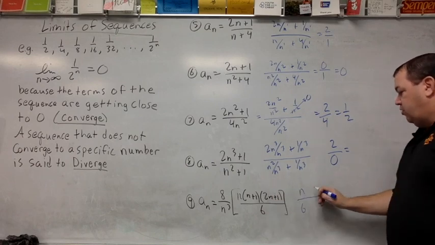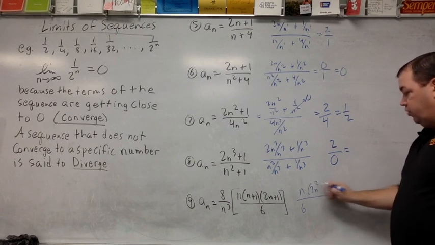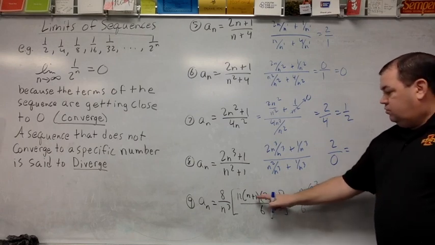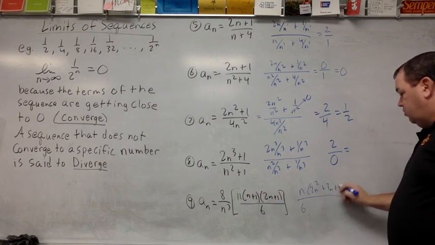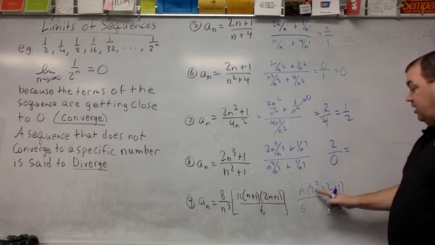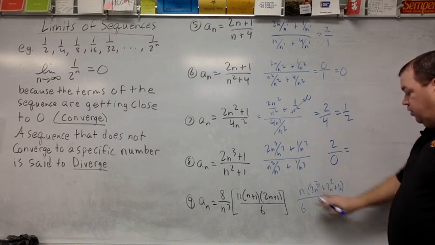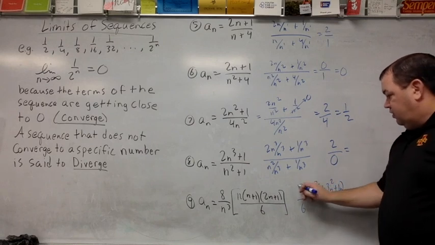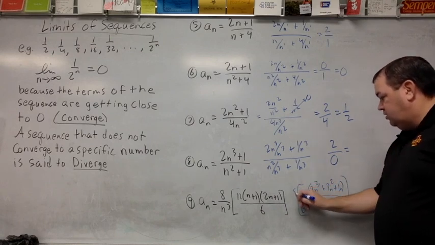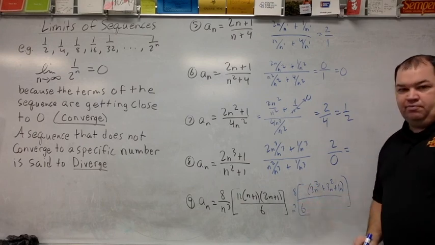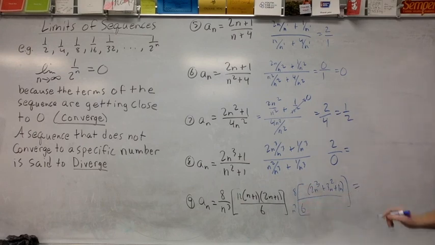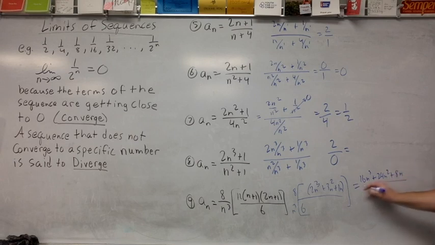So when I put these two together, I get a 2n squared plus a 3n plus a 1. And I've got this n to put in, so these powers are all going to go up by 1. And then I have this 8 over n cubed to put in. So I'm going to go ahead and put that in. So I get 16n cubed, 24n squared, and an 8n. And on the bottom I have a 6n cubed.